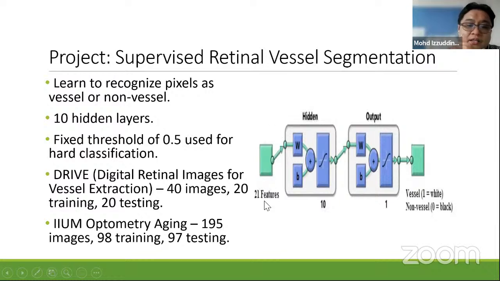And then these 21 features, we get them after we have made some transformation of the original image using the color spaces. Then the output, we just classify using a hard classification. 0.5 is the threshold, so if it is a vessel, it will be more than 0.5. If it is non-vessel, it will be less than 0.5, according to the probability.